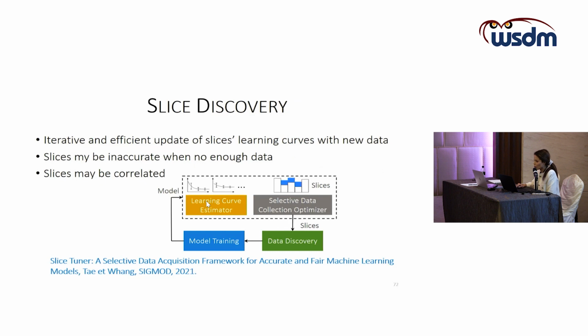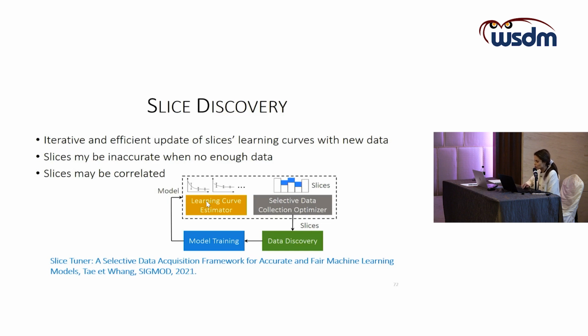So at the core, Slice Tuner maintains learning curves for slices. These learning curves estimate model accuracy given more data. So it's basically, in reality, model loss given more data. And based on these learning curves, Slice Tuner can extract some guidance about what slice is worth investing into.